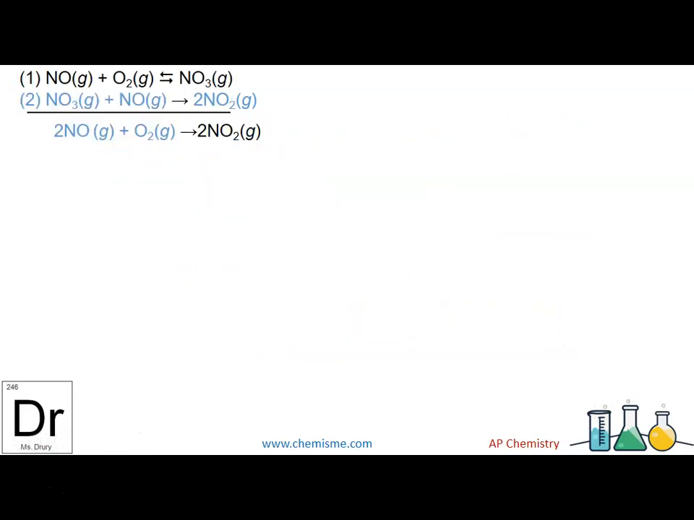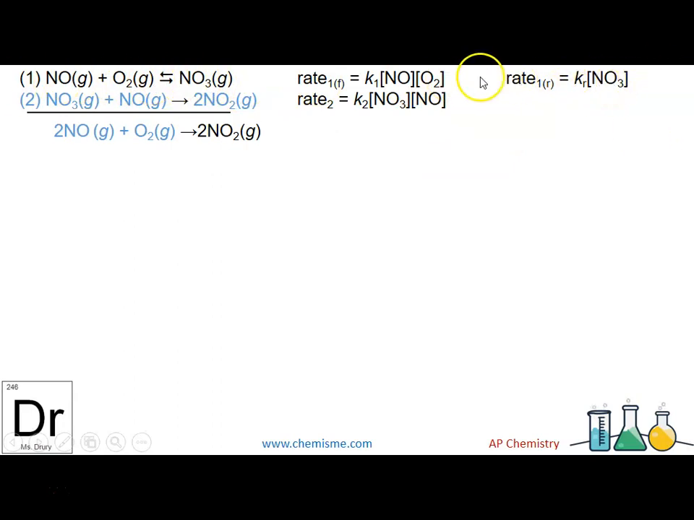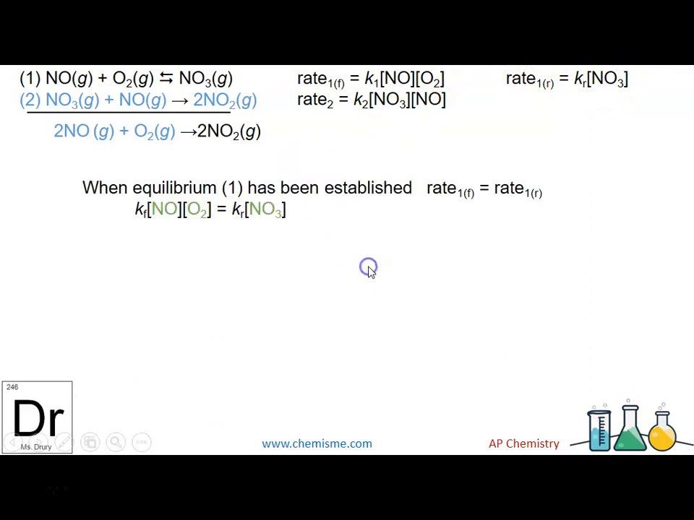So again, these were the reactions that were given, the elementary step 1, the elementary step 2, and the overall. I just rewrote them for you. And if we wrote the rate laws for these, rate laws would be determined by the reactants, NO and O2, and here NO3 and NO. And I just wrote K1 for step 1 and K2 for step 2. Remember that the first step is reversible, so that means I can also write it reversed. So the K1 going backwards would just be dependent on NO3. And that means these two rates are equal because forward equals reverse because it's at equilibrium.